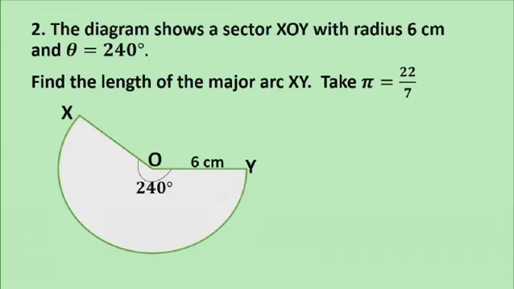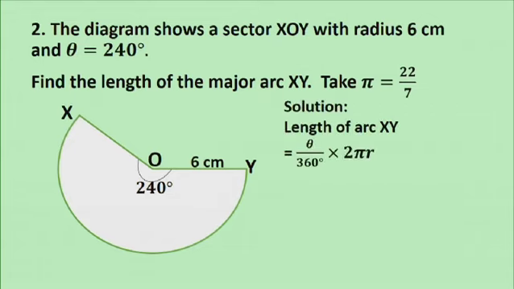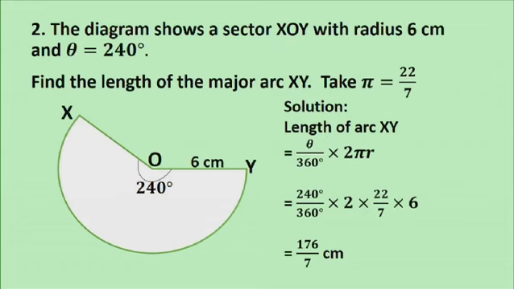To calculate the length of arc, we use the formula theta over 360 degrees multiplied by 2 pi r. Substituting the values, 240 degrees divided by 360 degrees multiplied by 2 multiplied by 22/7 multiplied by 6 gives us 176/7 centimeters.